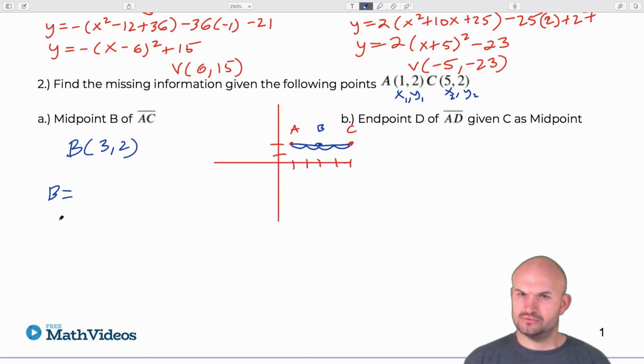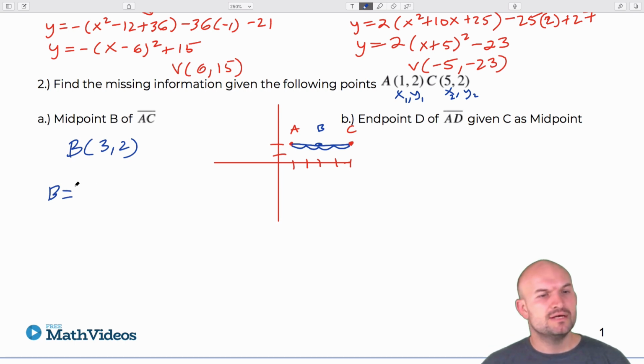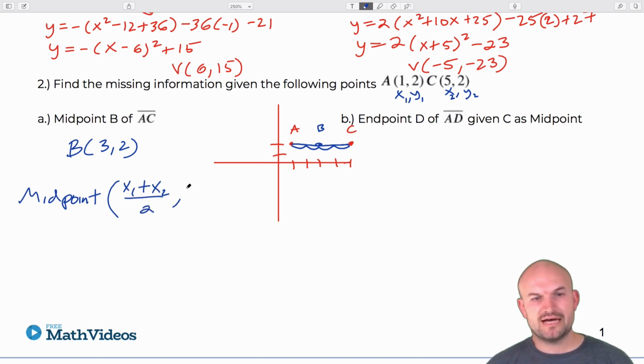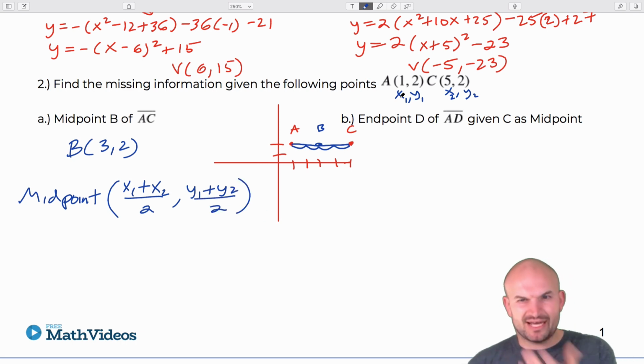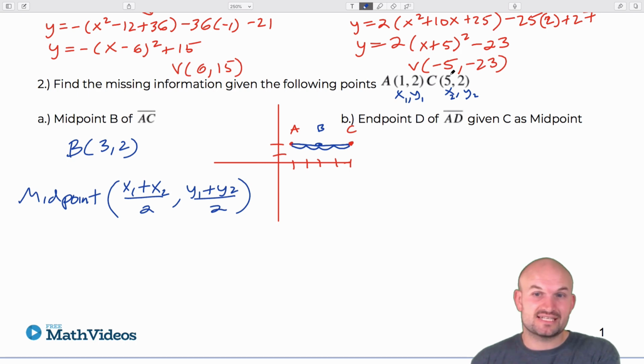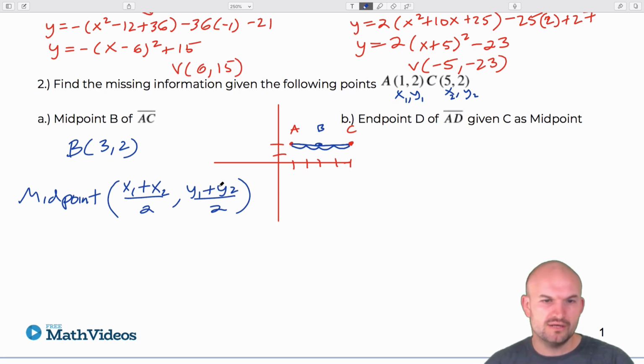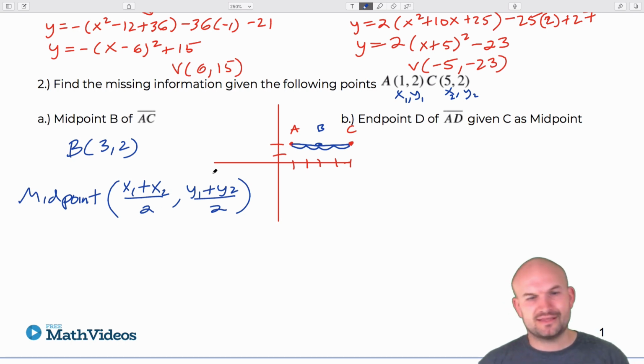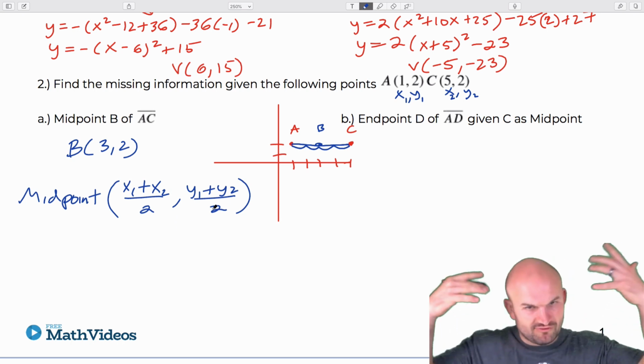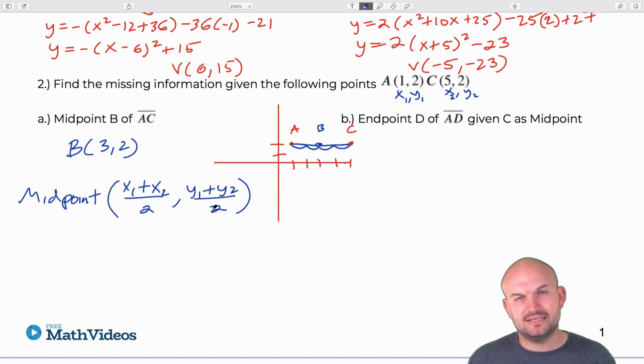So let me just write the midpoint here. So find the midpoint. We're going to have x1 plus x2 divided by 2, comma, y1 plus y2 divided by 2. So that's the midpoint formula. And again, if you look at it, 1 plus 5 is 6, 6 divided by 2 is 3. 2 plus 2 is 4, divided by 2 is 2. So you can see how we could get those points using the formula. However, I think if you can visually represent it, that's going to be the easiest way to start on that problem.